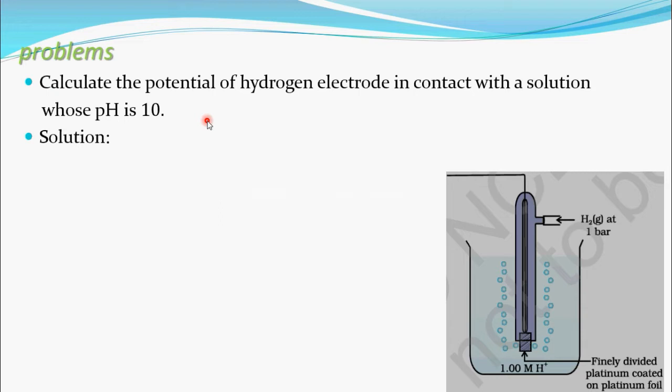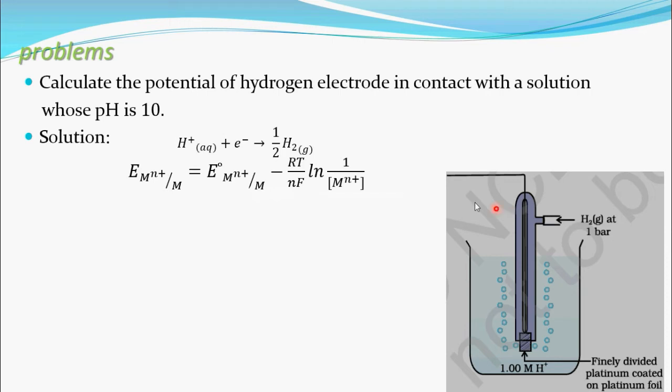Now see which reaction is responsible for this electrode potential. You have seen that in SHE, this is the reaction. H plus ion will combine with one electron to give half H2 molecule. This reaction is responsible for the electrode potential of this hydrogen electrode. Let's see now how to calculate this hydrogen electrode potential.